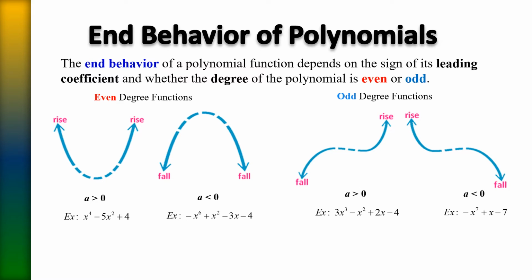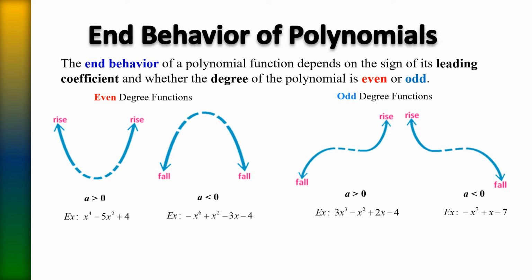But yes, you can tell a lot about the shape of a polynomial function by those two things, the leading coefficient and the degree of the polynomial. Because if it's an even degree, both ends are going to face up or down, and it's the coefficient that determines whether it faces up or down. If the leading coefficient is positive, it faces up. If the leading coefficient is negative, it faces down.